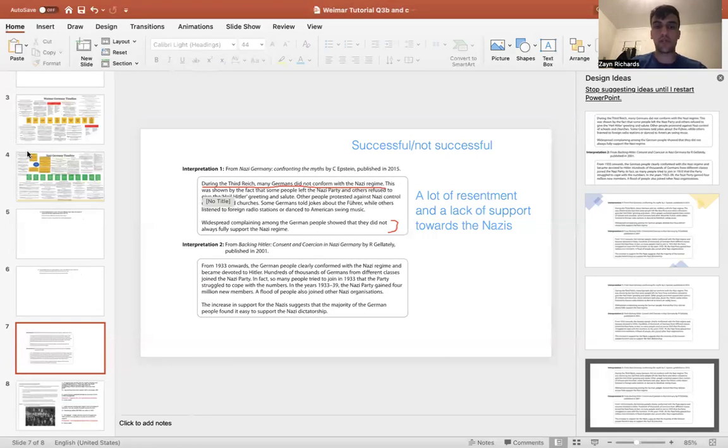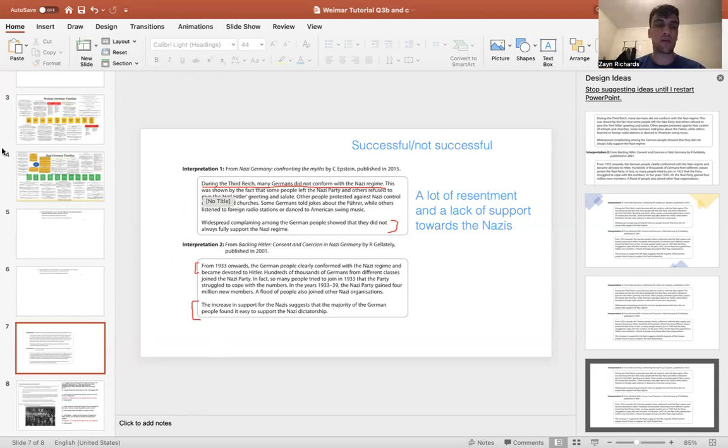So interpretation two then. From 1933 onwards, the German people clearly conformed with the Nazi regime and became devoted to Hitler. Again, a great quote. Hundreds of thousands of Germans from different classes joined the Nazi party. In fact, so many people tried to join in 1933 that the party struggled to cope with the numbers. In the years 1933 to 39, the Nazi party gained 4 million new members. A flood of people also joined other Nazi organizations. The increase in support for the Nazis suggests that the majority of the German people found it easy to support the Nazi dictatorship. Again, look at the end. Perfect quote.